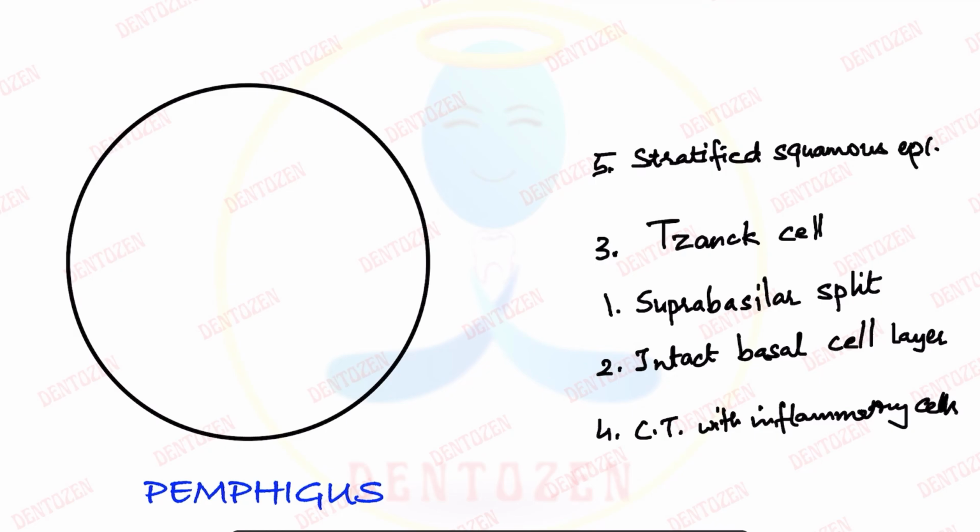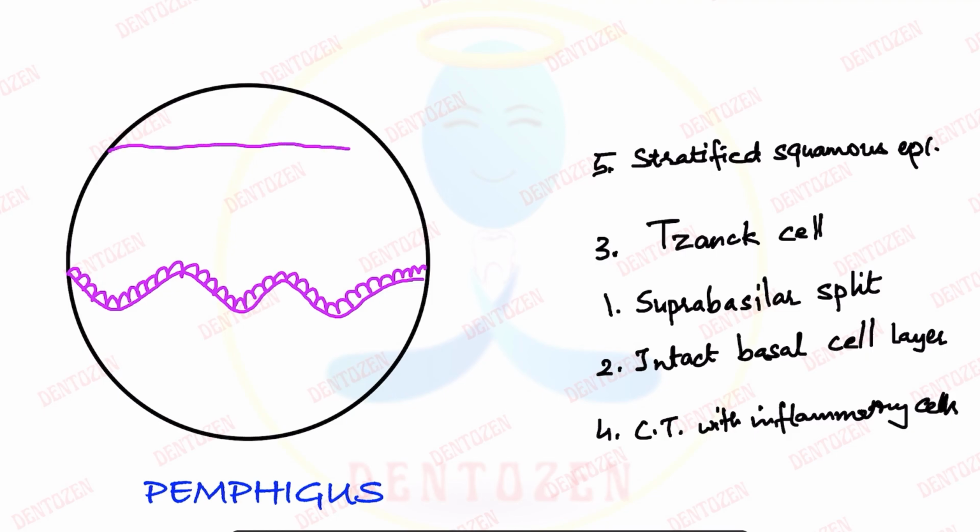So let's quickly draw all these features. So we have these red ridges. Basal cell layer is intact, like this. So it looks normal. But cell layers above this basal cell will show spacing between them. So in some part of the epithelium, let's draw like this. So in some part of the epithelium, we can see spaces. In other part, we can draw normal epithelium. The spaces are getting formed.